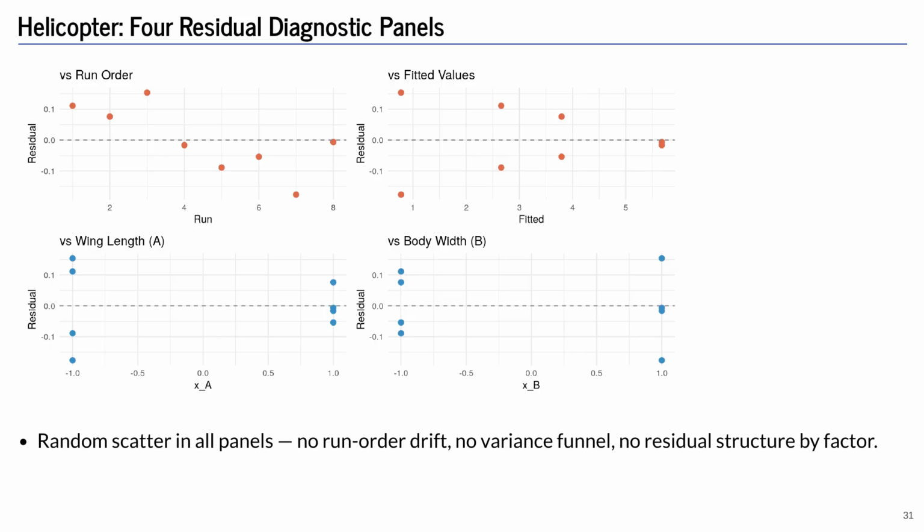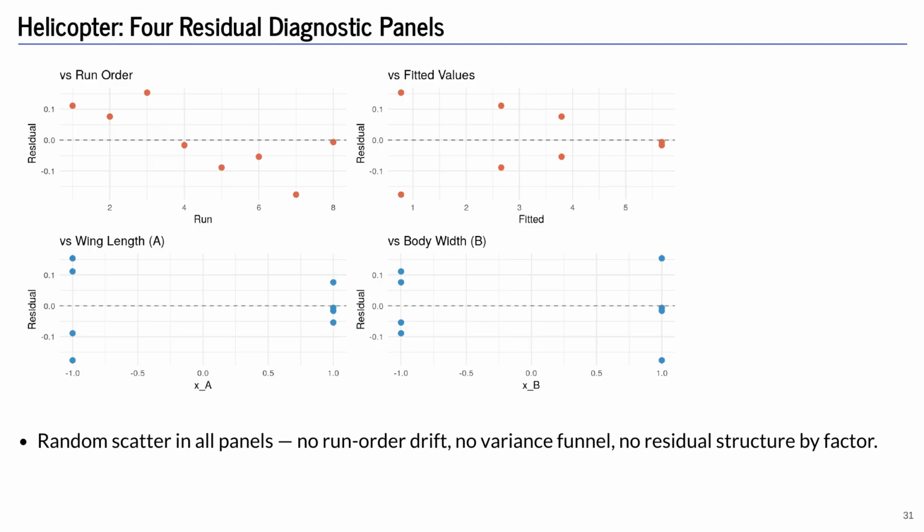The 4 diagnostic panels for the helicopter experiment show no systematic patterns. The run order panel shows residuals bouncing around 0 with no trend, no time-related lurking variable. The fitted values panel shows roughly constant spread, no funnel, no curve. The factor panels show no residual structure against wing length or body width.